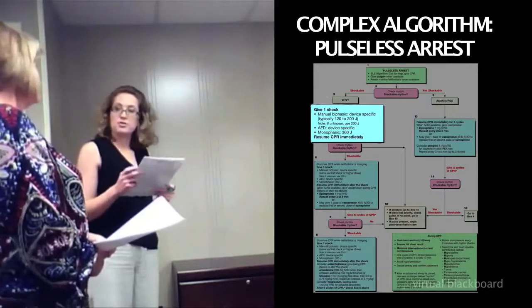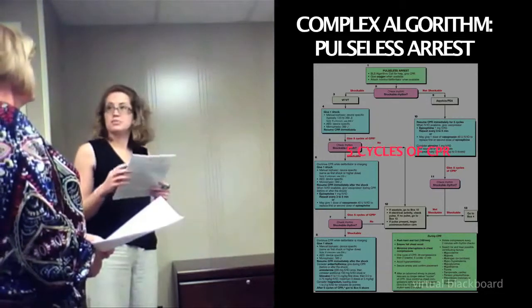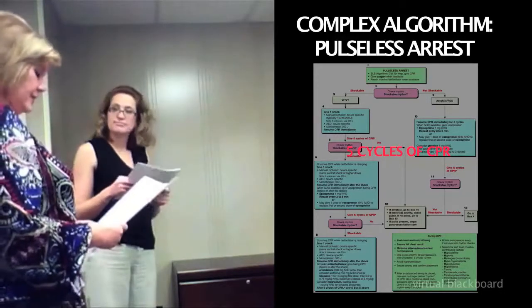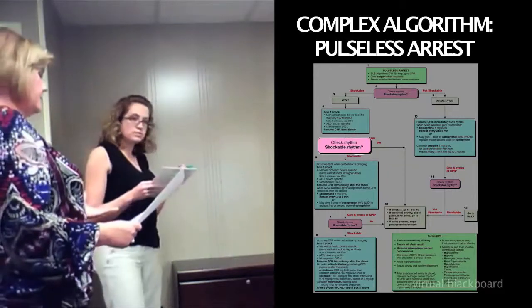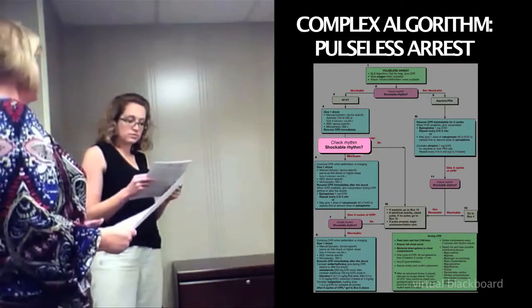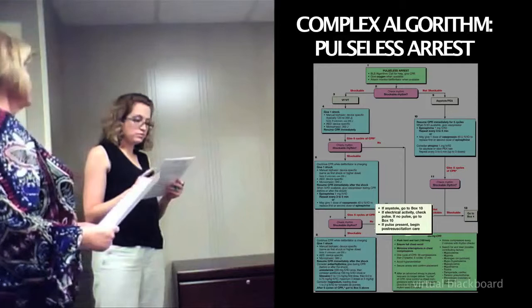We're going to resume CPR immediately and give 5 cycles of CPR. Very good. Okay, so now you've given your 5 cycles, and you go back and you check the rhythm again. Now the patient's in asystole. So what do you do next?